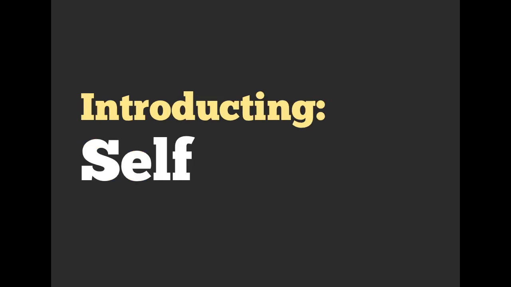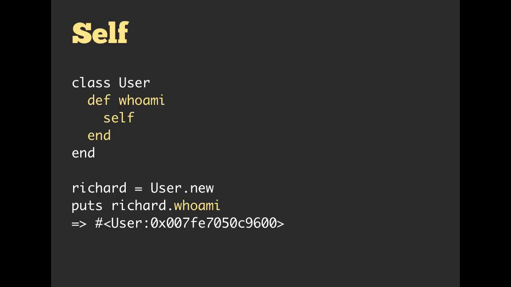Before we get started with that, I want to talk about self. In Ruby, self is a context-sensitive keyword. If you're familiar with JavaScript, it's very similar to this. Most programming languages have something like this.